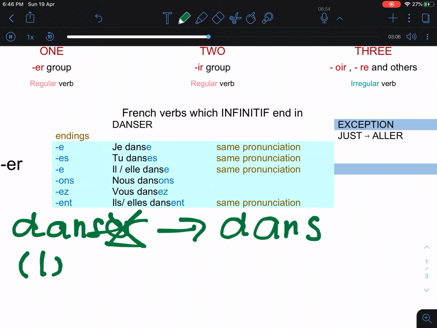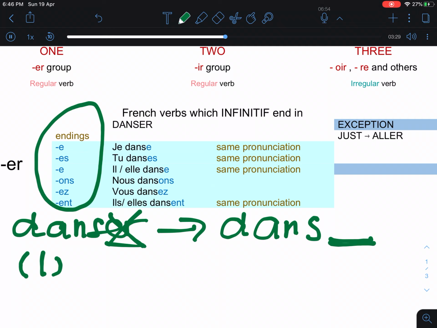And you will always need to follow this special ending or pattern for the group ending with ER. For je, you have E. Tu, you have ES. Il and elle, you have E. Nous, you have ONS. Vous, you have EZ. And ils and elles, you have ENT.